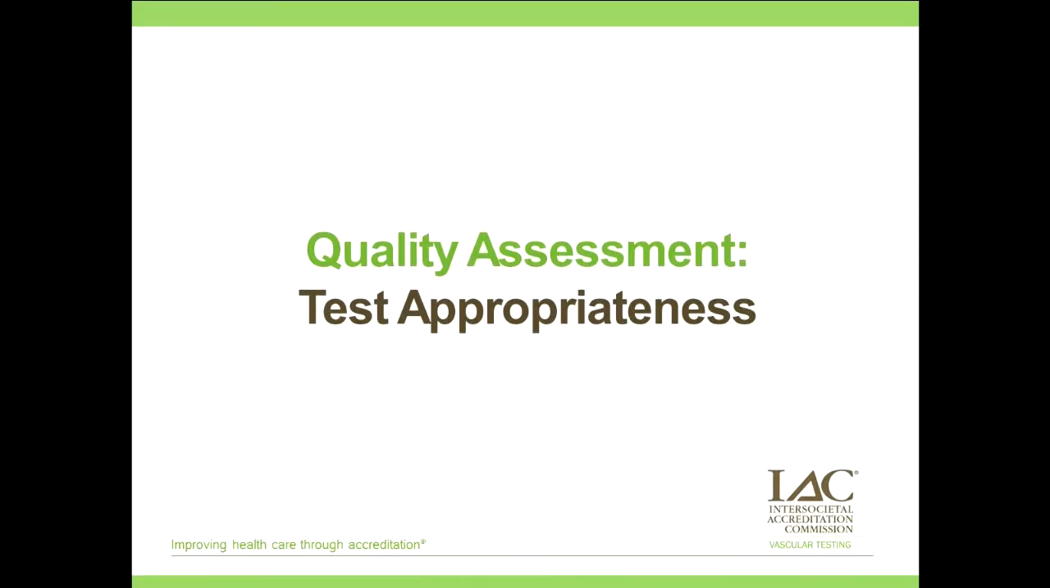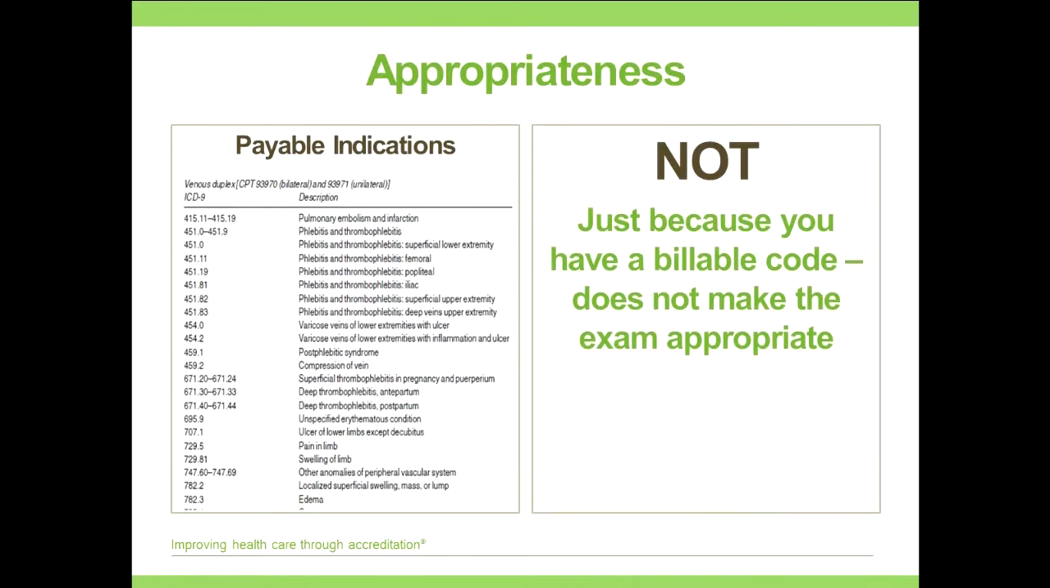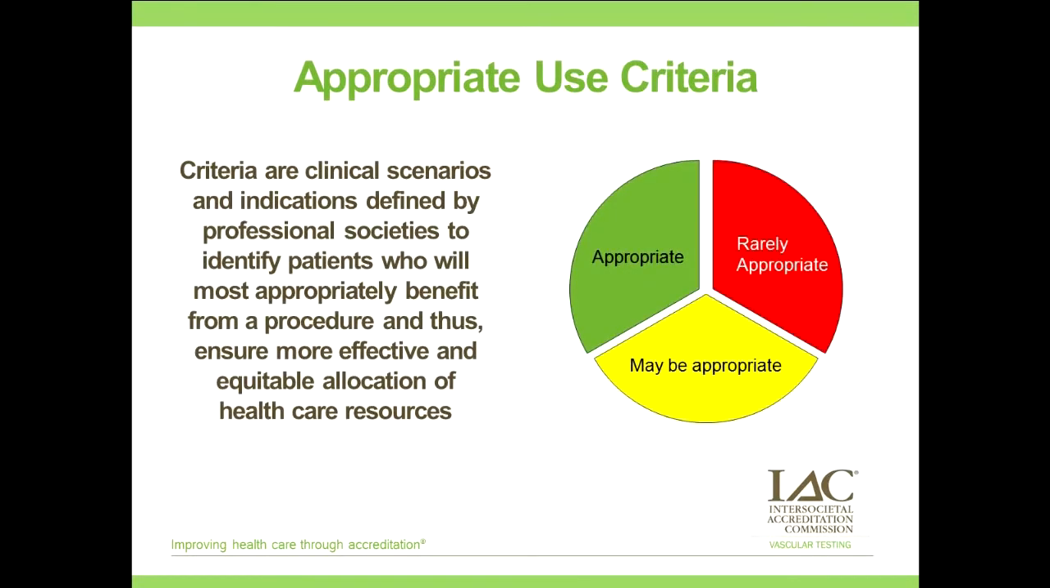So the first metric is called test appropriateness. Now, a lot of times people think just because they have a payable code that pays them, that makes it appropriate, and that is not the case. The case is, are you doing this procedure on this patient for the right reasons, the right time, those types of things? So it's not just about, can I get paid? Because you can get paid for doing a lot of procedures on the patient, but they may not be indicated. So that's the key here.